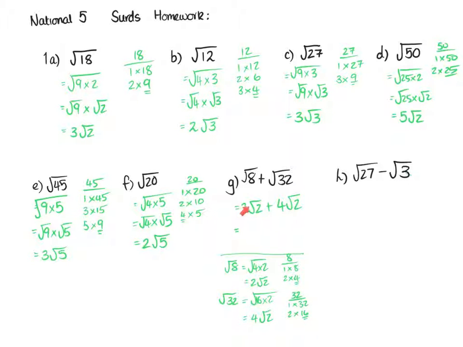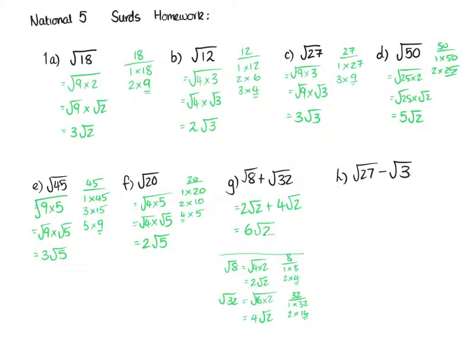So if I have 2 square root of 2's and I add another 4 square root of 2's, I have 6 square root of 2's. Just treat the square root of 2 like an object or a variable in algebra, so it's like x. It's like 2x plus 4x, we know that's 6x, but instead of an x it's the square root of 2.